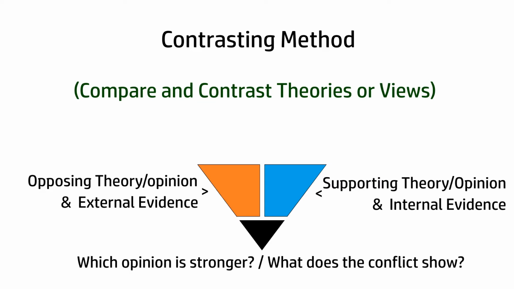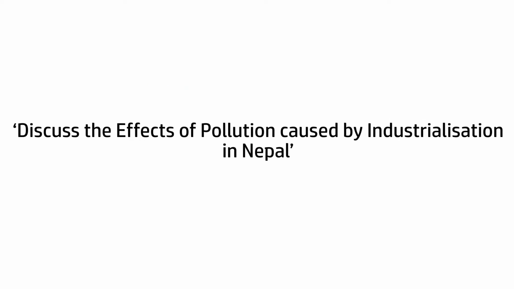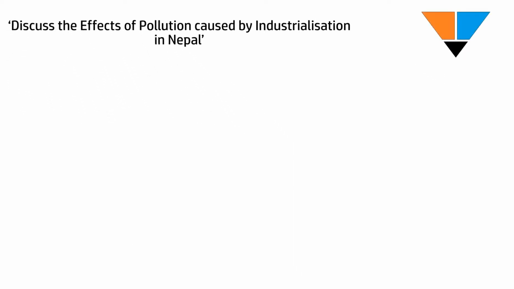The external to internal principle still applies here, as you will begin by writing about the opposing theory first, then comparing and contrasting it to your supportive theory afterwards. The concluding line will either highlight which argument is stronger or what the conflict of both arguments mean for the subject of discussion. In the following example, we will focus on the latter principle. Let's refer back to the example assignment question from episode 2.